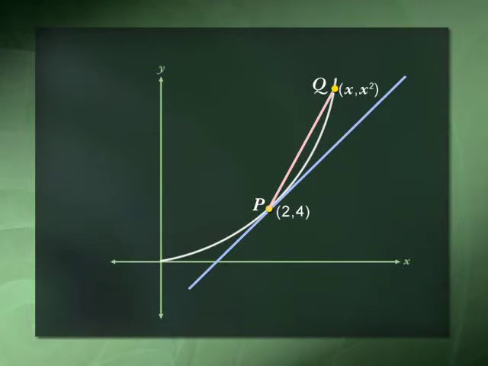Well, let Q move down the parabola, getting closer and closer to P. Algebraically, let x get closer and closer to 2. And as it does, that line PQ gets closer and closer to the tangent line. So let's do a numerical study now. Here's what I'm going to do. I'm going to take various x values and then compute the slope of the line PQ for that x value.